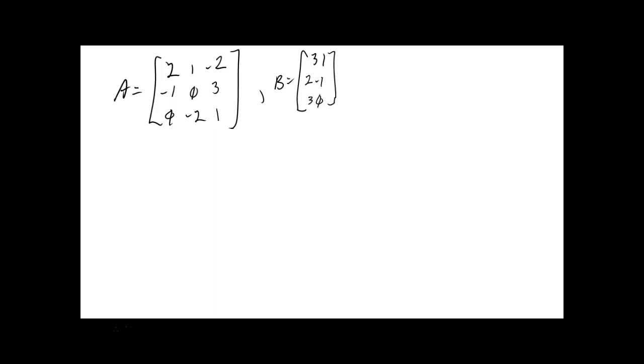Now, the first thing it says to do is AB. Can you do AB? Okay. What size will it be? 3 by 2, exactly. So it'll be 3 rows, 2 columns. Okay, you tell me what the first entry will be, the 1,1 entry. 2, very good. 1,2 entry. 1. 2,1 entry.